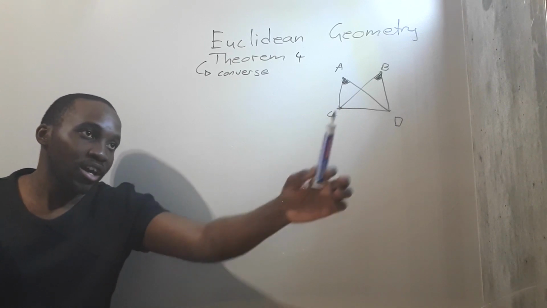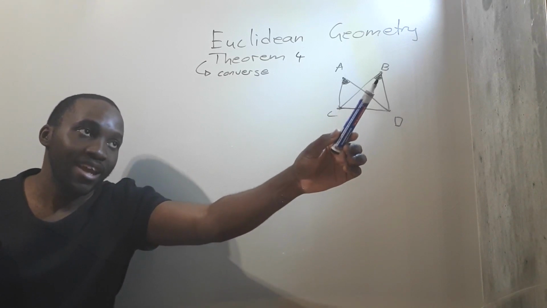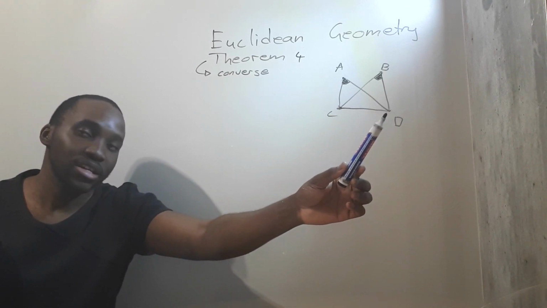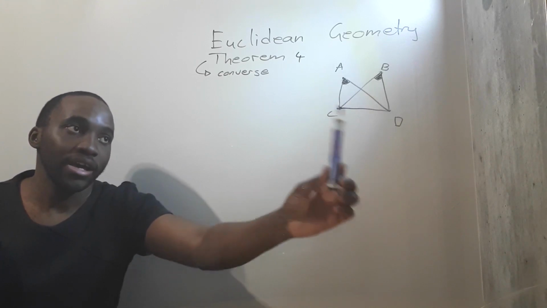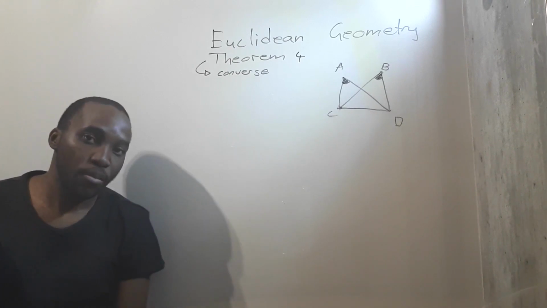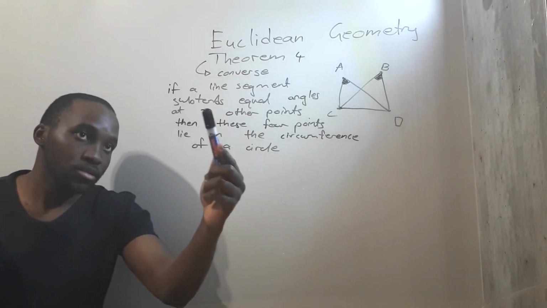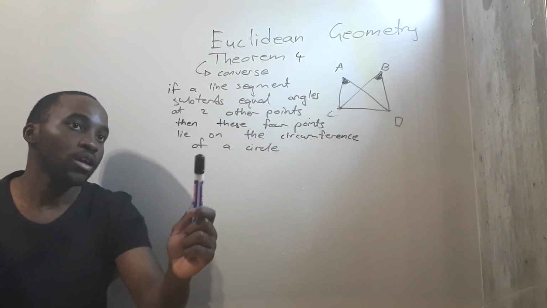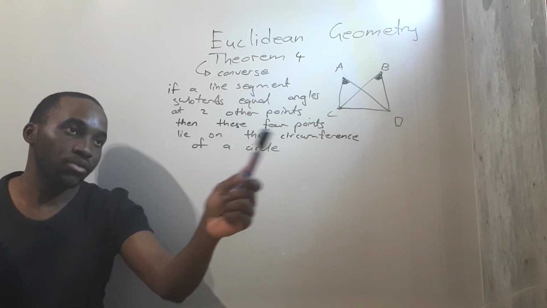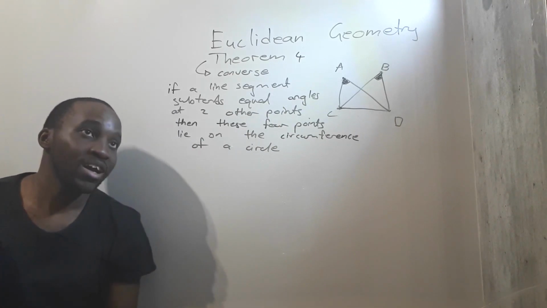So in simple words, as long as you have an angle that is subtended by this line here, and then another angle being subtended by the exact same line, as long as these two are equal, you are able to draw a circle around these 4 points there. There we go. If a line segment subtends equal angles at two other points, this point and that point, then these 4 points lie on the circumference of a circle. So that's what you want to keep in mind about the converse of Theorem 4.